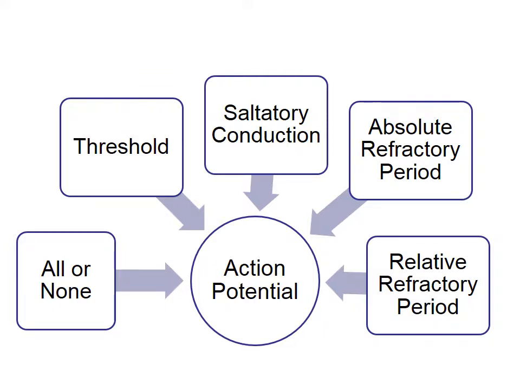Saltatory conduction. When the axon is myelinated, these action potentials hop on the nodes. Absolute refractory period, the period of time when the membrane cannot generate another action potential. And relative refractory period, the period of time when the neuron can only generate another action potential with a significant stimulus.